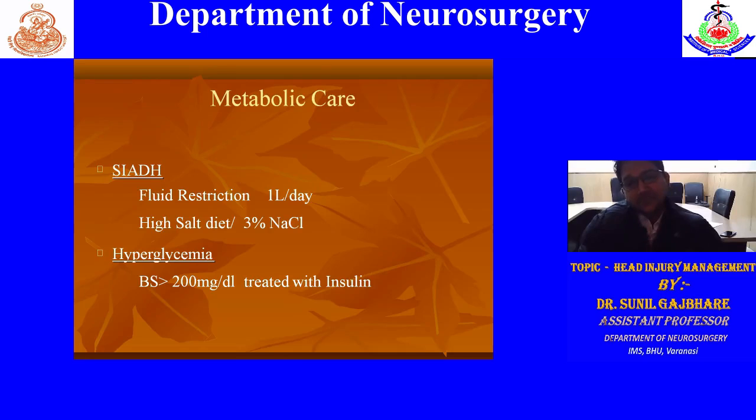In those patients, fluid restriction should be done to 1 liter per day, and a high salt diet should be given, and if needed, 3% sodium chloride infusion can be given. Hyperglycemia should be taken care of well with insulin treatment if it is more than 200 milligrams per deciliter.